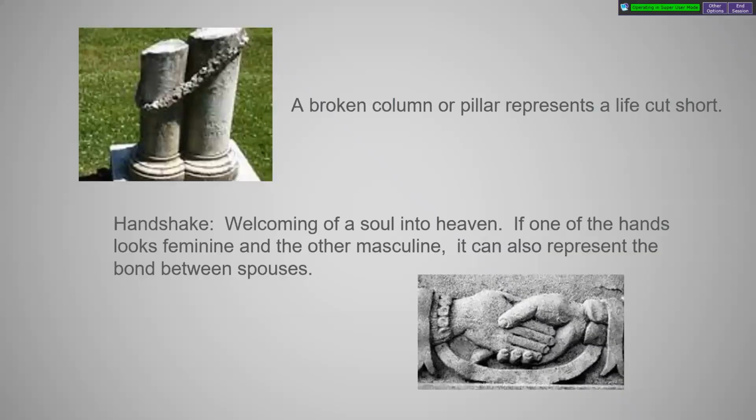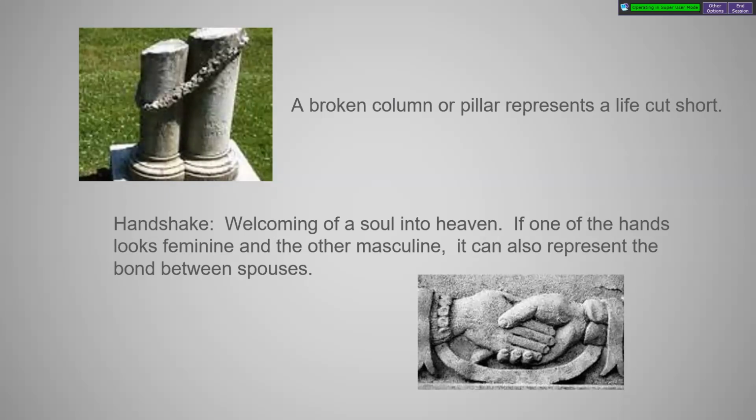Okay, a broken column. If it's not broken, sometimes you'll see these, it's because age broke it off or someone broke it off, but it represents a life cut short. So we're probably looking at a younger person on these, maybe a teenager or someone in their early 20s.